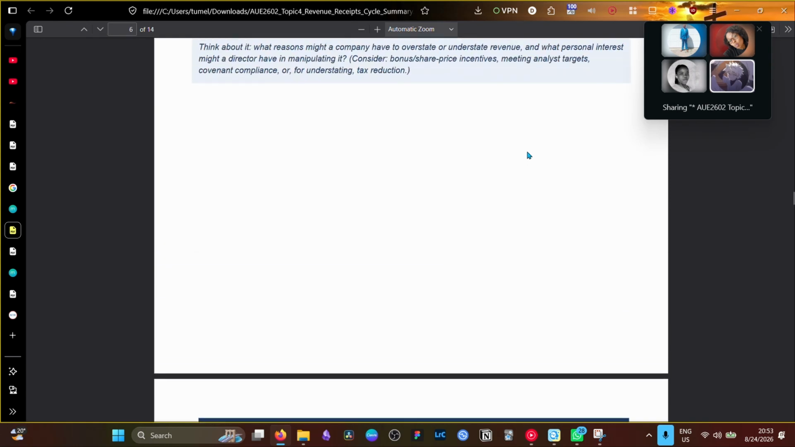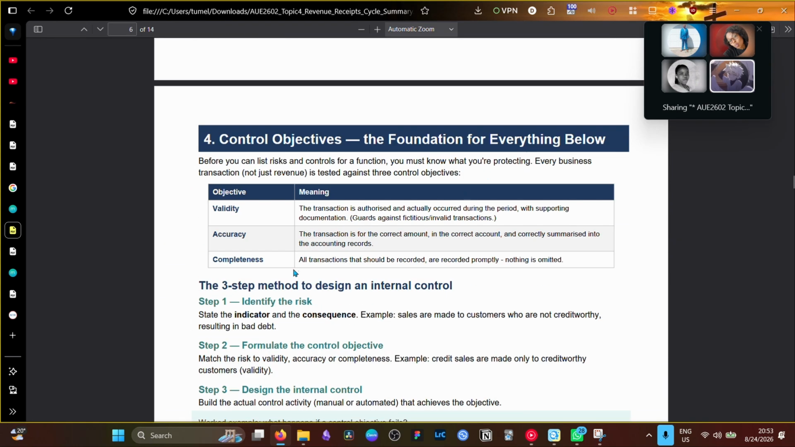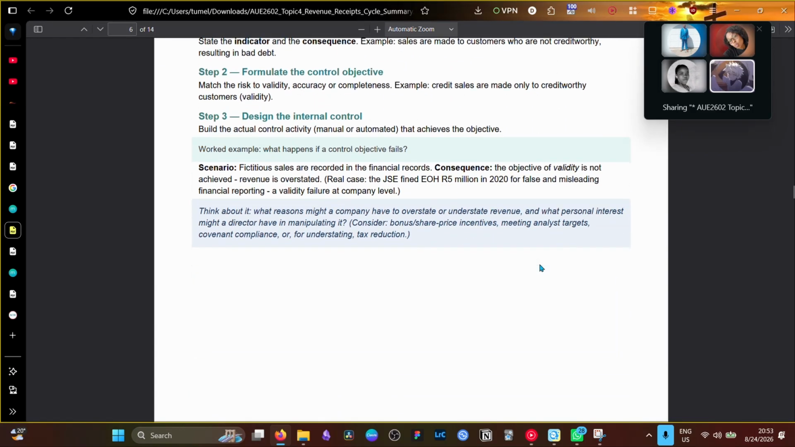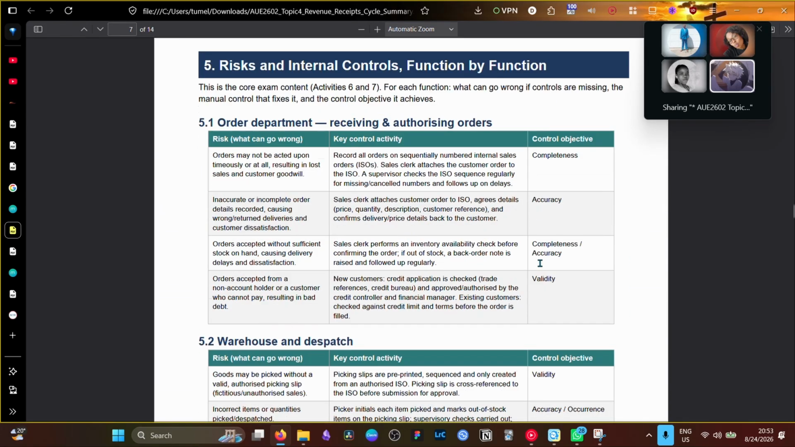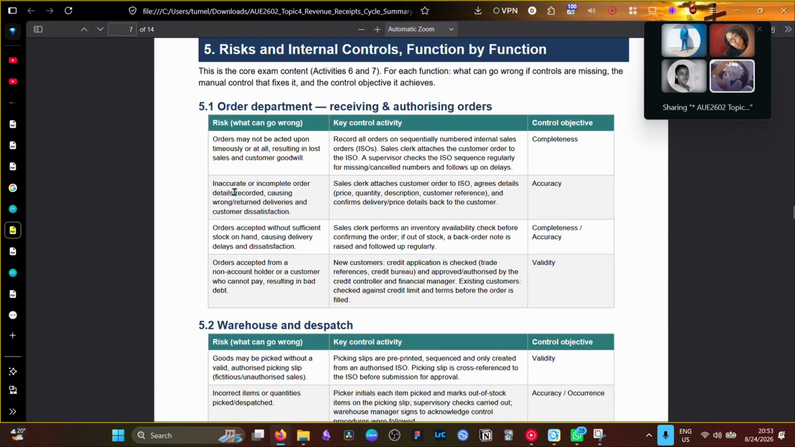Completeness. What is completeness? All transactions that should be recorded are recorded promptly. Nothing is omitted. There's no error. Nothing is wrong. Second, what's another risk that can happen? Inaccurate or incomplete order details recorded, causing wrong or returned deliveries and customer dissatisfaction.